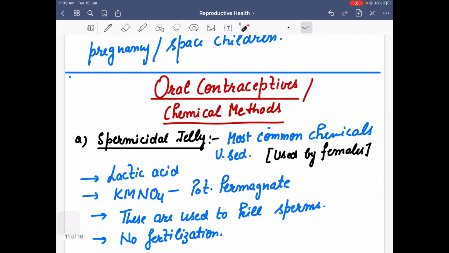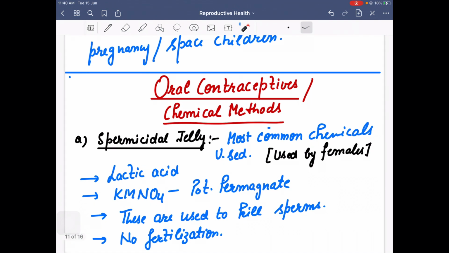Now the fourth category of contraceptive is oral contraceptives. The name itself tells us. Oral contraceptives are also known as hormonal preparations, or chemical methods. When we say hormonal preparations, they usually include two major hormones, that is progesterone and estrogen. So these are the oral contraceptives.